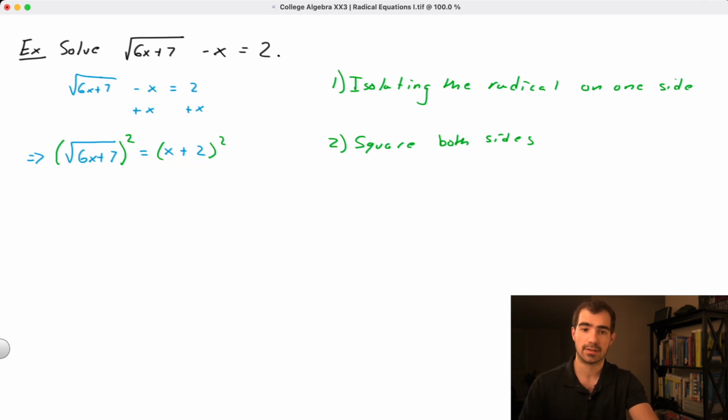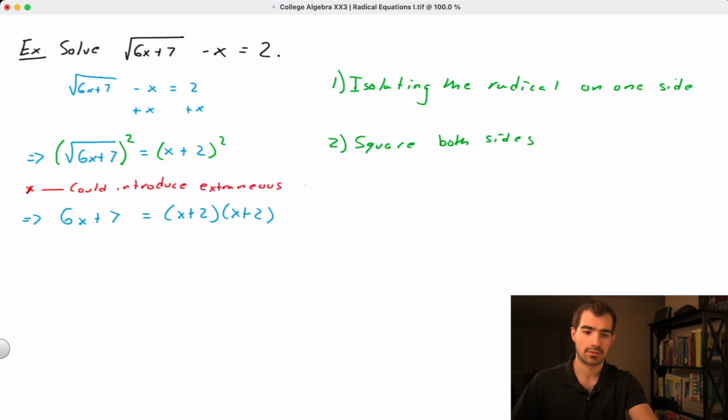rather than just any term individually, but we can square x plus 2 and FOIL it out as we have been in previous videos. And so if we do this, this will give us 6x plus 7 on the left and x plus 2 times x plus 2, right, x plus 2 squared on the right. Now again, let's remember here that this could potentially introduce extraneous solutions. So we will have to check this later, but this will at least allow us to get to a place where we can use previous techniques to solve for x, right?